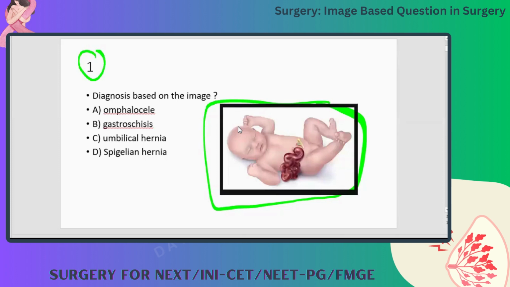This is a commonly asked question. The concept also is very important. So what is the diagnosis based on the image? It's from pediatric surgery.